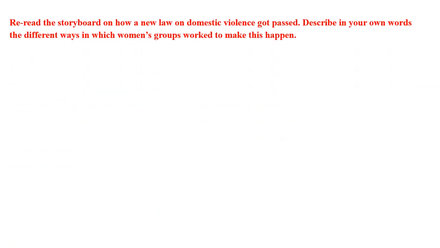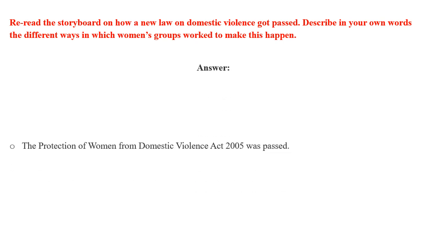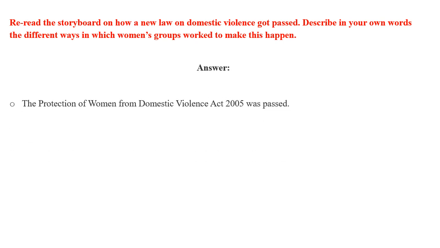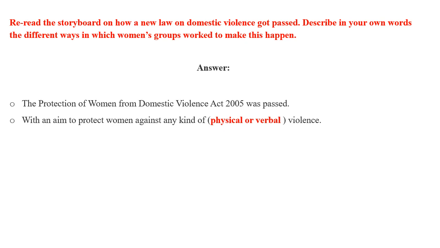Reread the storyboard on how a new law on domestic violence got passed. Describe in your own words the different ways in which women's groups worked to make this happen. Answer. The Protection of Women from Domestic Violence Act 2005 was passed, which aimed to protect women against any kind of physical or verbal violence.